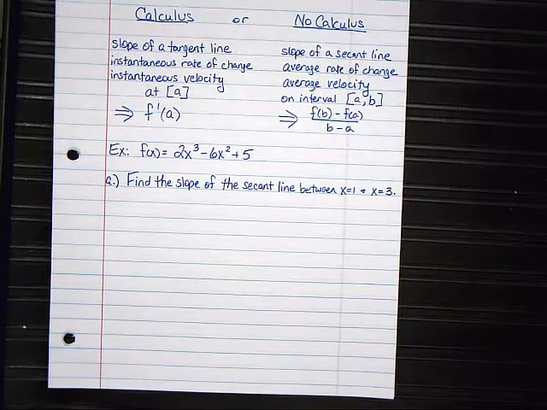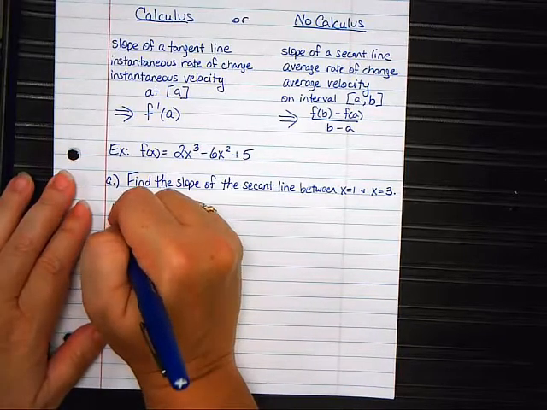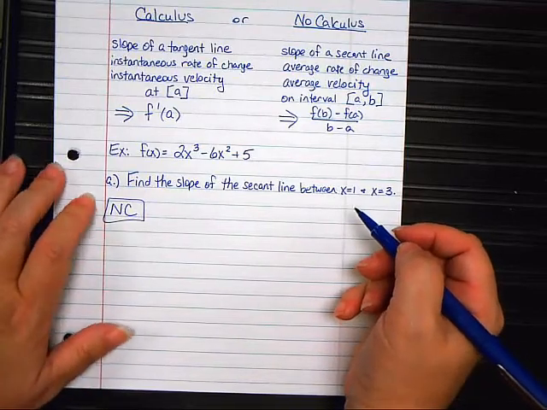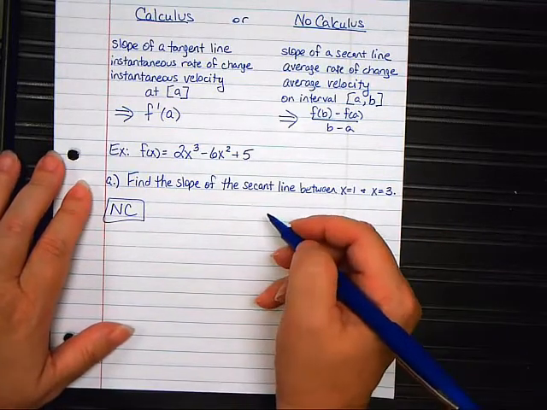So is this a calculus or no calculus question? No calculus. Okay, two reasons why. Somebody give me one of them. Secant line is the first one, and the second one is, there's 2 points. They give you 2 points. Exactly. So I'm going to write NC for no calculus for this problem. You don't have to do that. I'm just doing it for something for you to refer back to in the notes.